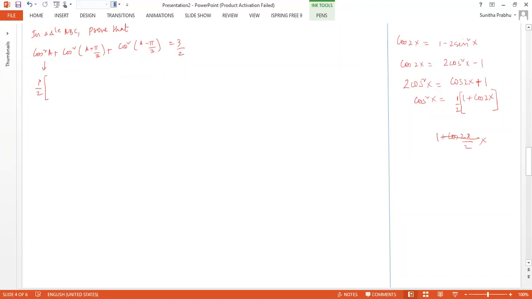It will be half of 1 plus cos 2a, plus half of 1 plus cos of 2 times a plus pi by 3. The whole thing is the angle, right? Yes. Very good. Cos 2a plus 2 pi by 3. That means it will become 2a plus 2 pi by 3. Can I write it like that? Yes. Cos of 2a plus 2 pi by 3, right?